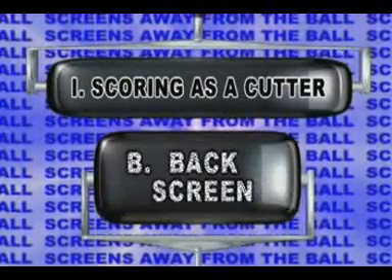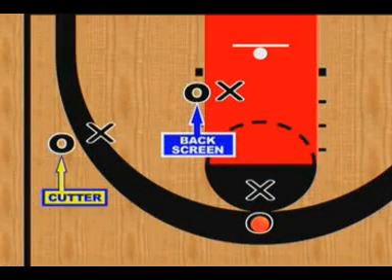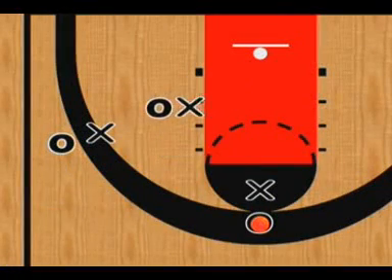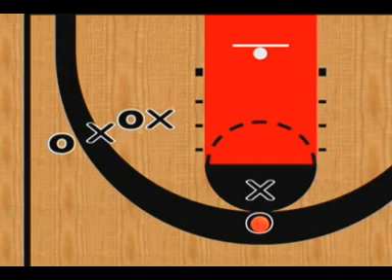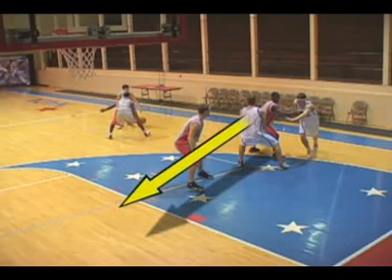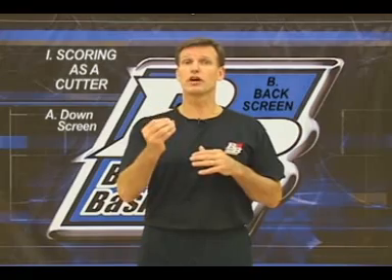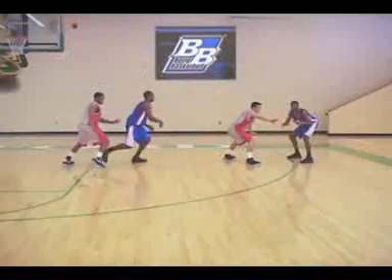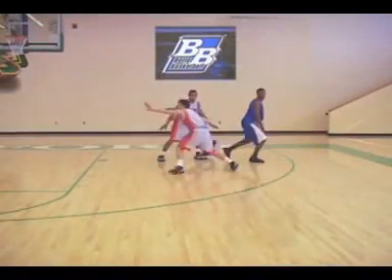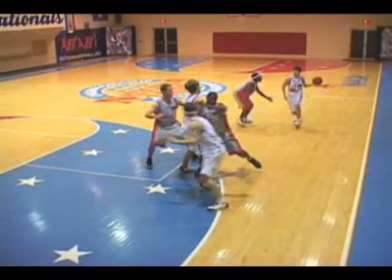Scoring as a cutter, the back screen. The back screen starts from inside and goes out to the perimeter. The primary scoring opportunity is a layup for the perimeter player, so the screener has his back to the goal. If you're the screener, don't initiate the contact with the cutter's defender. If you do, he can adjust his position ahead of time.